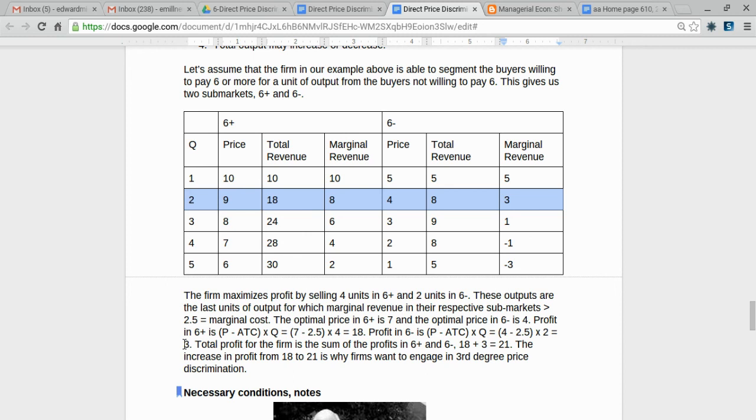So the total profit for the firm is now going to be the sum of what I get in market 6 plus and market 6 minus. The total profit is going to be 18 plus 3 or $21. That's the increase in profit from 18 to 21. Again, 18 is the profit the firm could earn if it charged a uniform price. The increase in profit from the profit it earns at a uniform price and what it can make in third-degree price discrimination is the reason firms want to, and in fact do, engage in third-degree price discrimination.